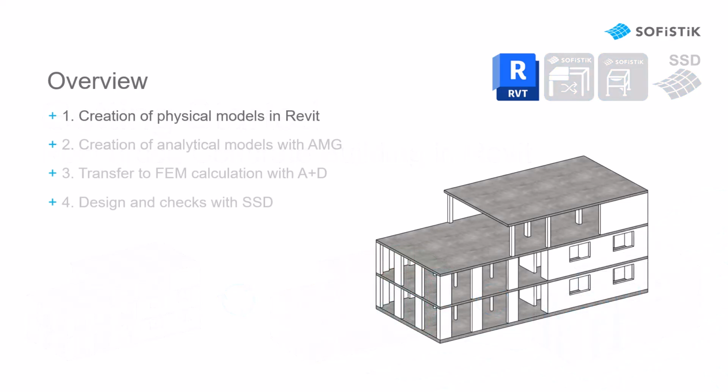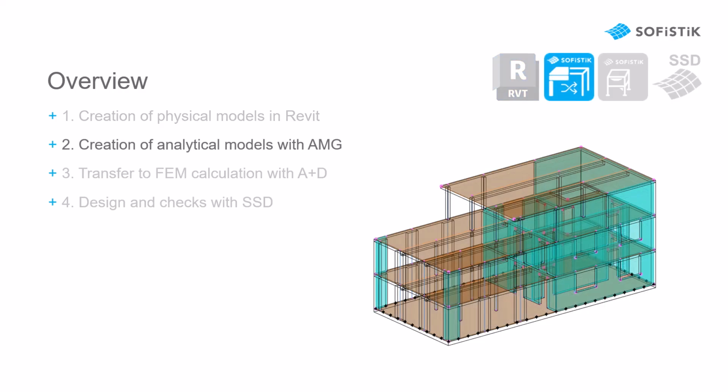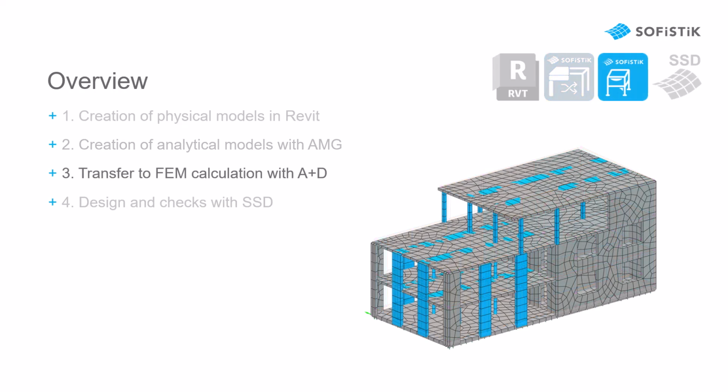Let's begin with a quick recap. In part 1, the physical model was constructed. Part 2 introduced the analytical model, which was quickly derived using the analytical model generator. After generating the analytical model, support conditions, load cases, and loads were added. This part focuses on transferring data from Revit to the structural analysis software using SOFiSTiK analysis and design.